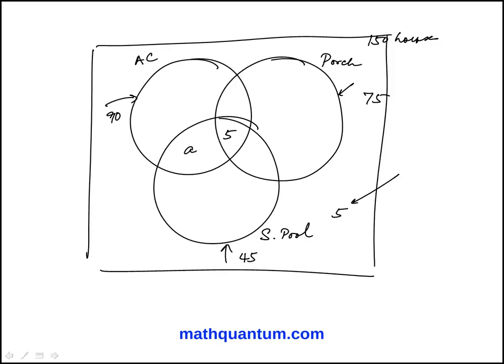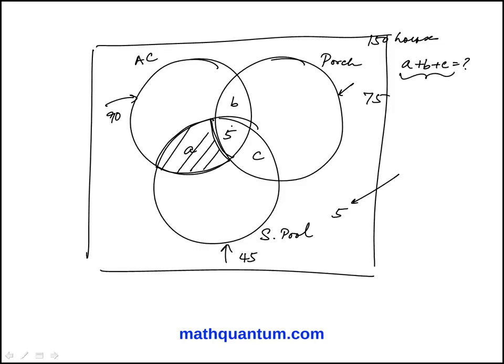So I'm going to call them A, B, and C. A represents houses that have AC and pool, but not porch, so it represents that specific region. You'll see it's outside the porch. And we just need to find A plus B plus C. For these types of problems, you just have to set up the equation. You may not be able to find A, B, and C individually, but you will get this sum.